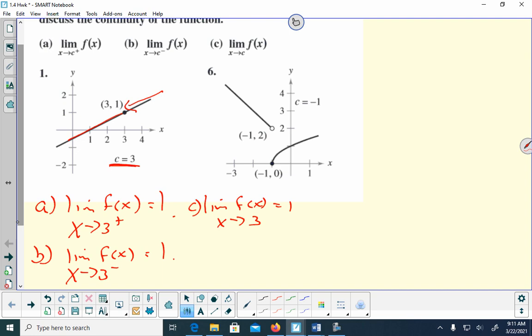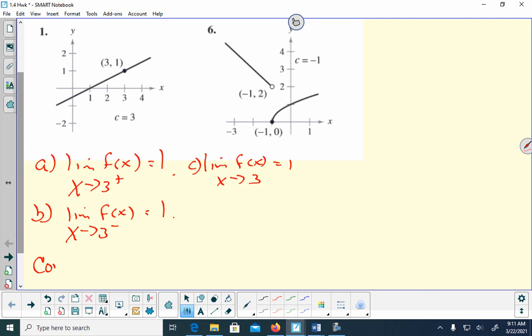You will notice if I erase this, you will notice that it is continuous. I mean, f of 3 is 1. There's no jump. It's a continuous function. So that's the next thing I'm going to say, that it is continuous.